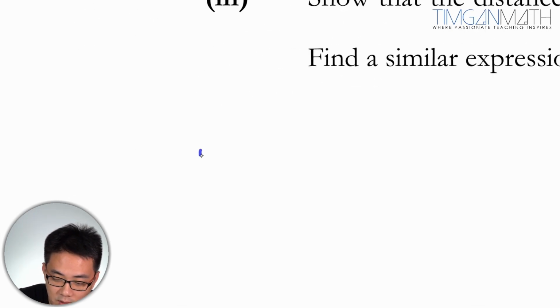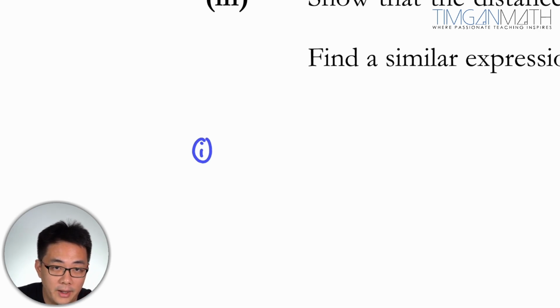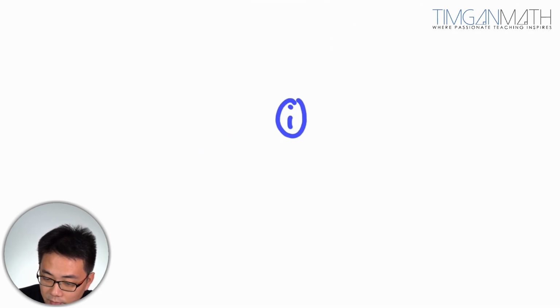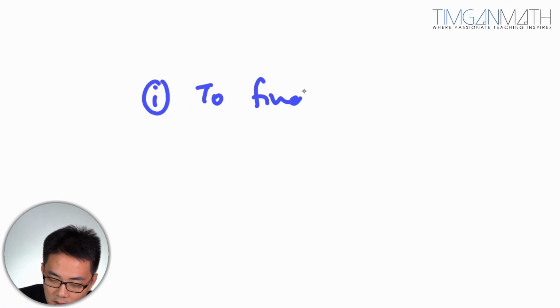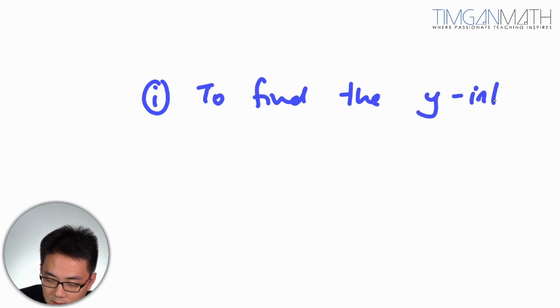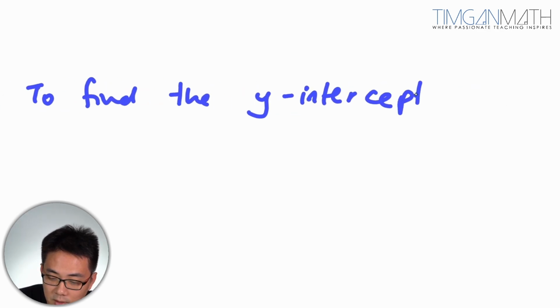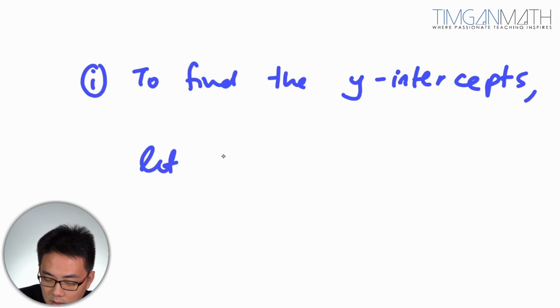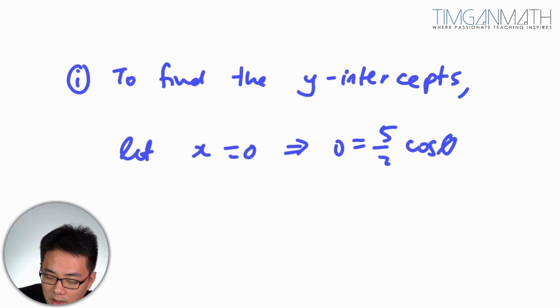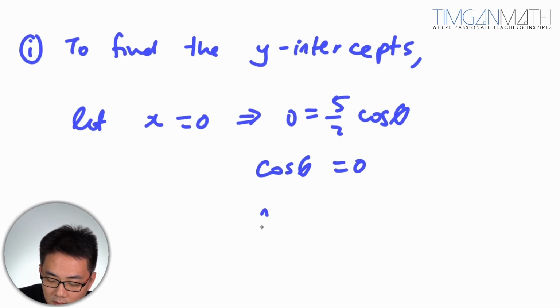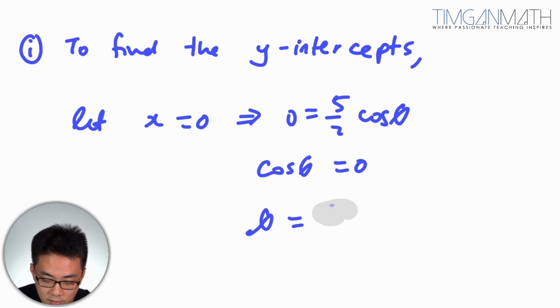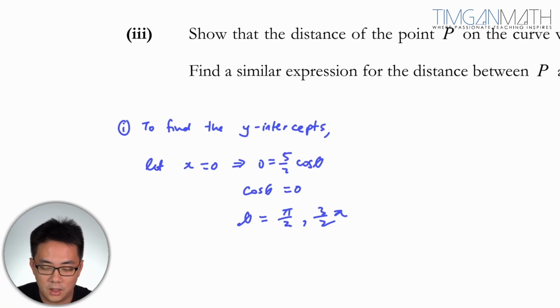What we need now is to solve this part algebraically. So let x equal to 0 and let y be 0, right? To find the y-intercepts, what we need is to let x be 0. So in this case, 0 equals 5 over 2 cosine theta, and cosine theta equals 0, and theta would be pi over 2. Sorry, it starts with pi over 2 and 3 over 2 pi. Okay, so it's 90 degrees and 3 over 2 pi.